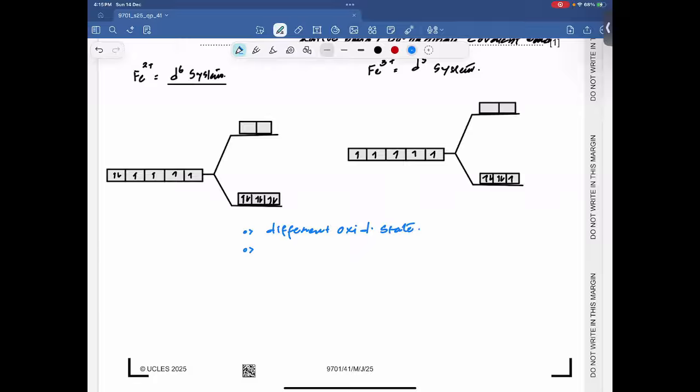The second thing, you know that cyanide is the strongest ligand, which is why low spin complexes are formed, which is why all the electrons fill only in t2g. So, a different arrangement of electrons in the d orbital.